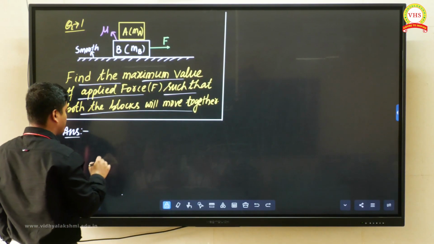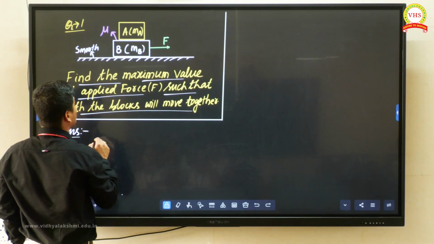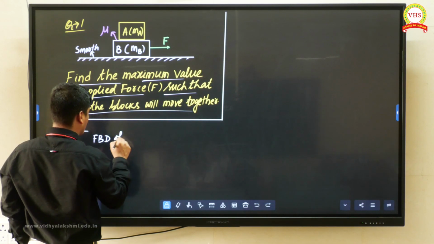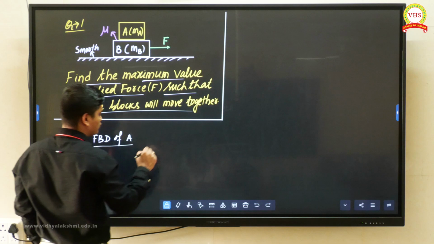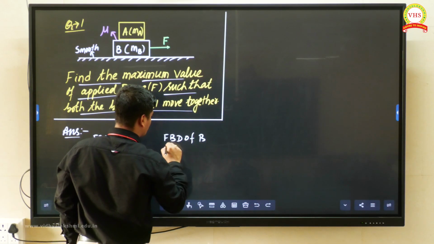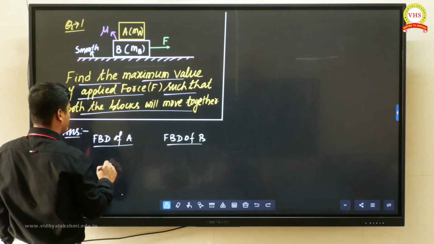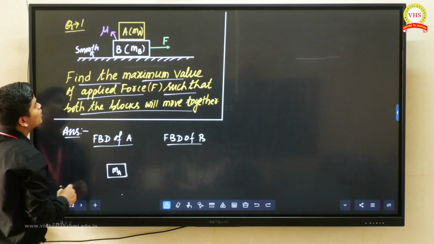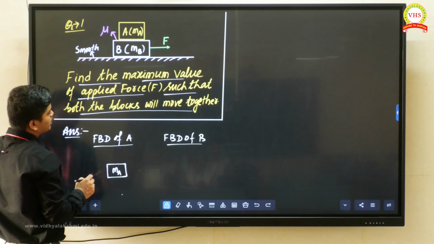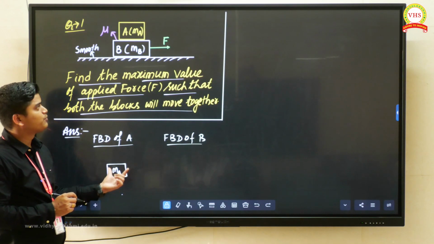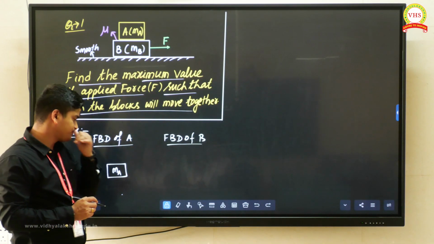So I want to understand how. Now first I want to draw the free body diagram. I want to draw the free body diagram of A, and also of B. So this object A is like this, with mass MA. Can you say any applied force is there on MA? No, right? No applied force. The applied force is on B only.